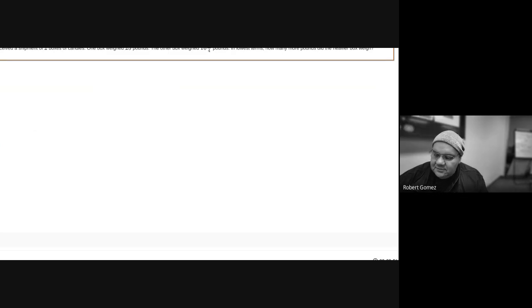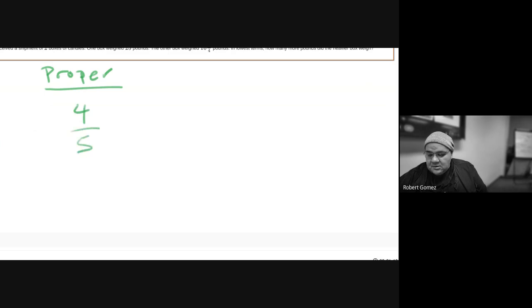So here I have proper. Here's a proper fraction. Now, a proper fraction may be something like 4/5, right? With a proper fraction, what's happening is that the numerator is less than the denominator, right? So the denominator is greater.